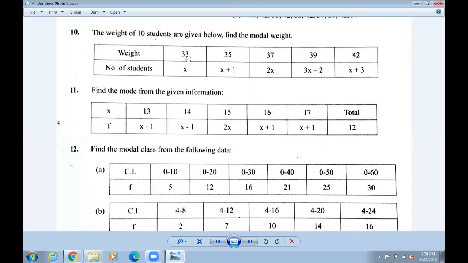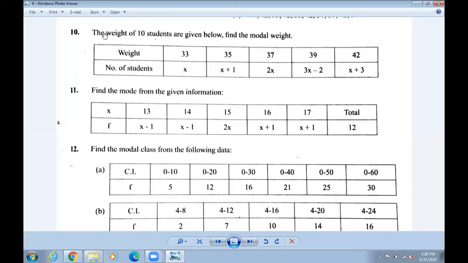Okay, so here we have 33, 35, 37, 39, 42. It doesn't matter which number is bigger or which number is smaller. What matters is the frequency. If the mode is written over there, then the frequency will matter. But the frequency here is represented in X, quite a number. So how can we say which number is bigger over here?